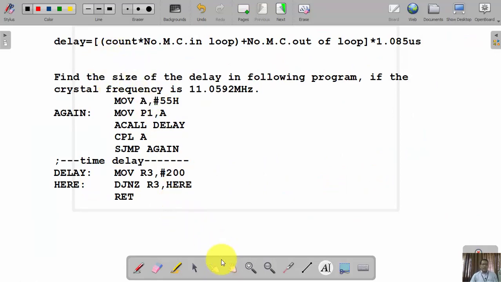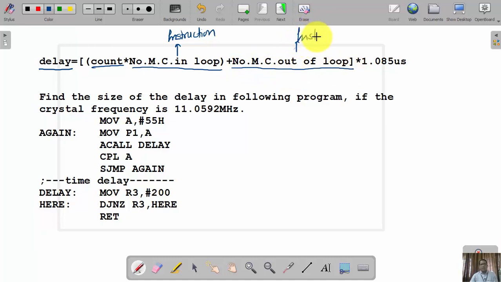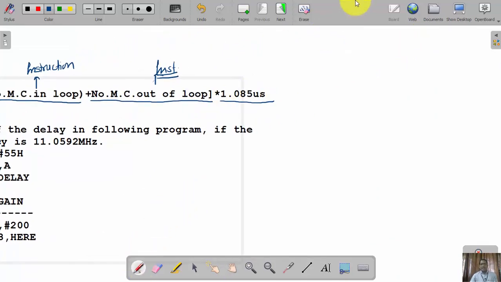To calculate this delay, we have one standard formula. What is that? Delay is equal to count multiplied by the number of machine cycles in the loop. These machine cycles are associated with the instructions which are present in the loop, plus the number of machine cycles out of the loop, which are also associated with instructions, multiplied by 1.085 microsecond. Why do we stick with 1.085 microsecond? Because in the 8051 microcontroller, one machine cycle is equal to 1.085 microsecond.